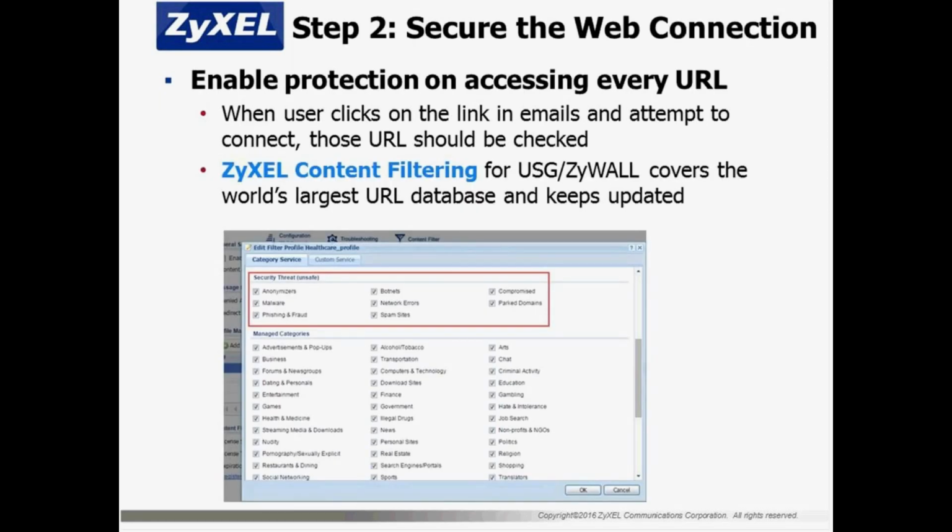Second thing we should do. So that's blocking the emails coming in. So hopefully that's stopping some of the spam, some of the phishing emails that come in, and removing a lot of that content. That's the first step, okay?